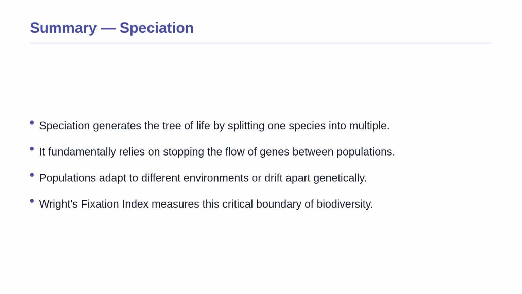Finally, we learned that scientists can measure this divergence using mathematical tools, like the fixation index, marking the critical boundary where microevolutionary changes build up to create entirely new branches of biodiversity. You now have a solid understanding of how Earth became filled with such a magnificent variety of living things.